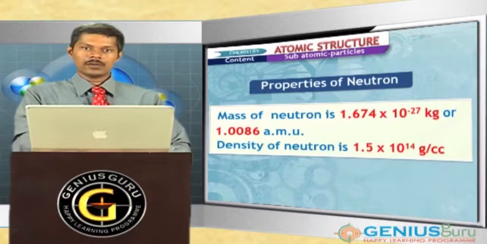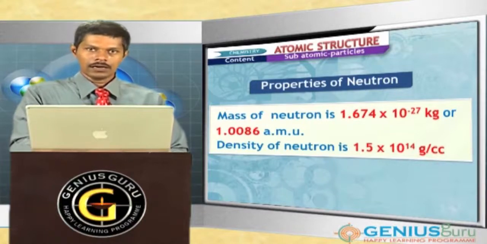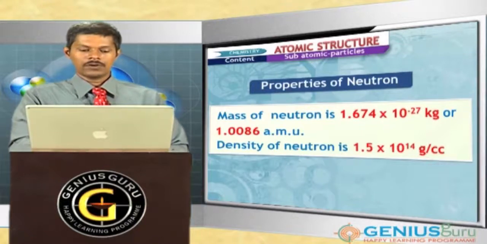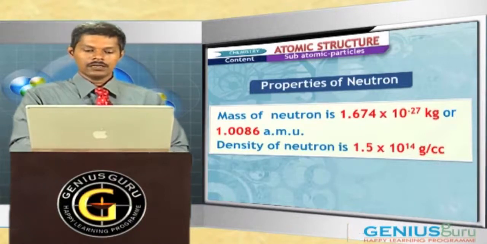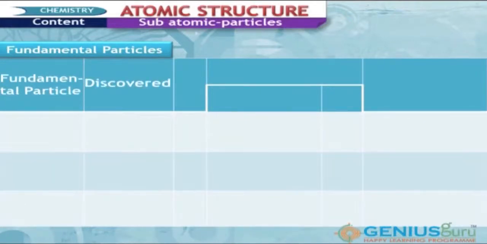So far we have discussed these subatomic particles, that is electron, proton and neutron, their discovery and properties. Let us summarize these properties and values of these fundamental particles. Here these values are represented in the following table. Look at the following table. The first column represents the fundamental particle, the second one the scientist who discovered the particle, then the symbol, the charge, which is expressed in absolute as well as relative terms, and the last column indicates the mass.